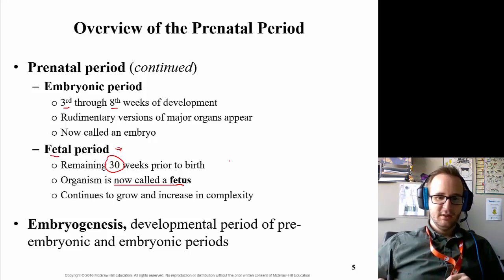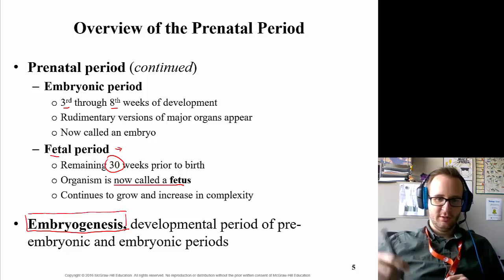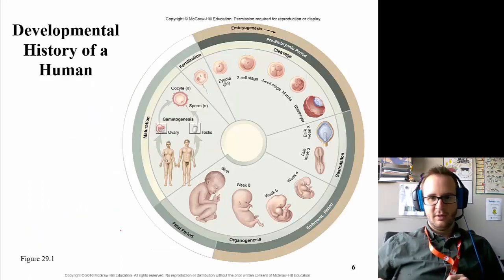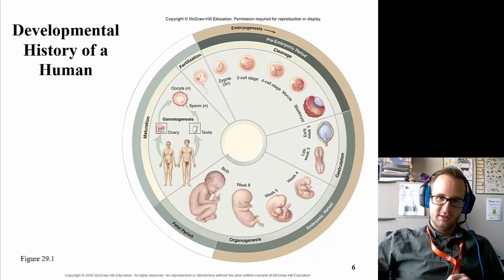And so the study of the development period of the embryonic and pre-embryonic periods together is called embryogenesis, and this is just like the forming of that embryo. So here's an image, and it's a good image to show the whole life cycle. So everything starts off here with fertilization.